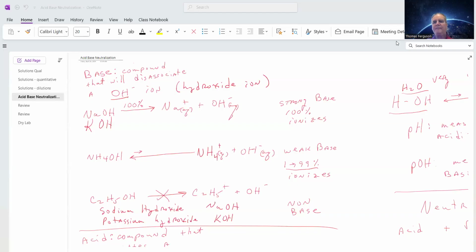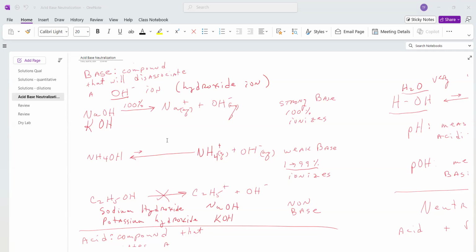Okay, a quick review. What is a base? What is an acid? It's crucial we understand what that is. A base is something that disassociates OH, called hydroxyl ion. Now, sometimes it's kind of a secondary deal, but it's what we involve with nitrogen compounds, but it still involves OH.